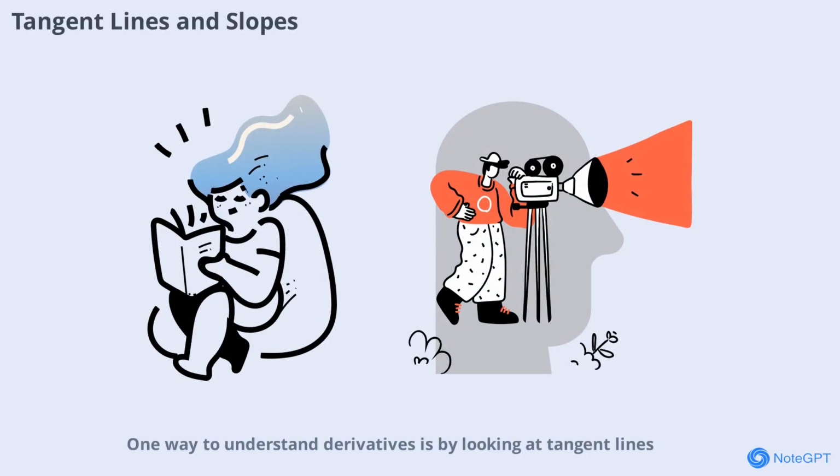One way to understand derivatives is by looking at tangent lines. The derivative at a point gives the slope of the tangent line to the function's graph at that point. This slope tells us how steep the curve is and in which direction it's heading. Tangent lines are a powerful visual tool for grasping the meaning of derivatives.